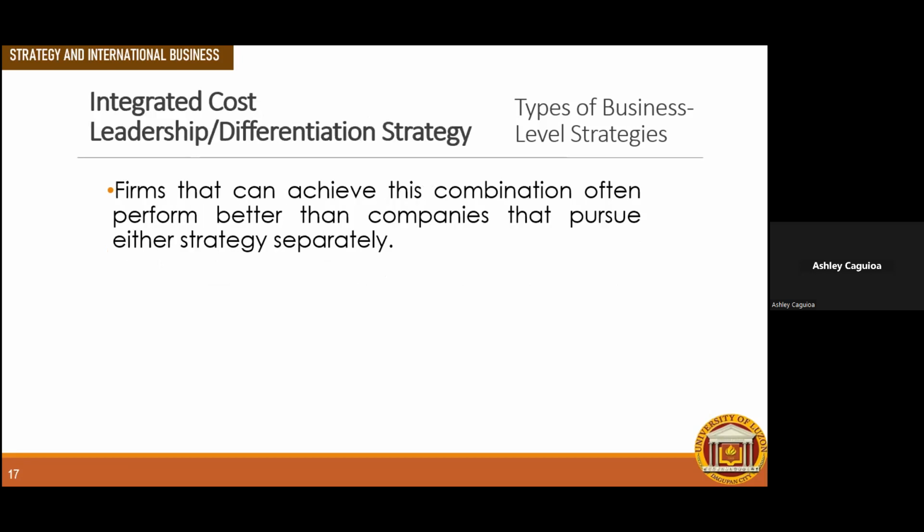Next, we have integrated cost leadership or differentiation strategy. Firms that can achieve this combination often perform better than companies that pursue either strategy separately. So, this is the combination of differentiation and cost strategy. So, dito sa strategy na to, pinagsama po yung lower cost yet quality product or services. Okay?